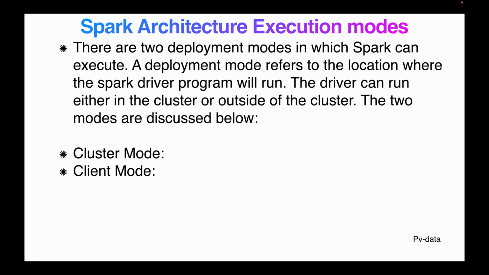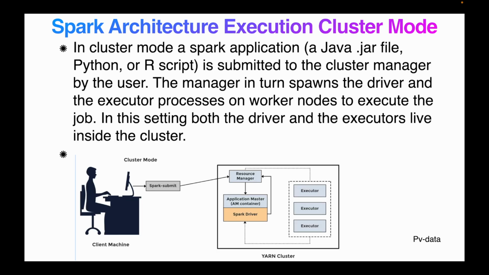Now the next part is a very important part: execution modes. So what is execution mode? It's a kind of deployment of jobs in Spark. There are 2 deployment modes in which Spark can execute. Deploy mode refers to the location where the Spark driver program will run. So the driver can run either inside your cluster or outside the cluster. There are these 2 modes we are going to discuss here, cluster mode and client mode.